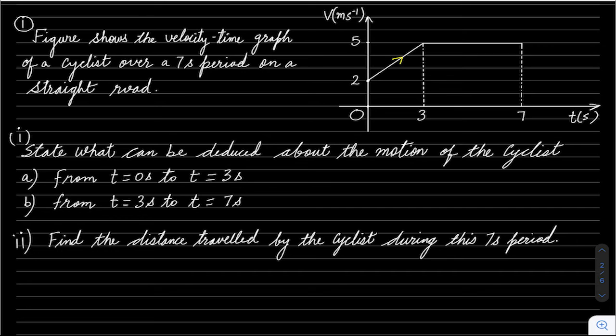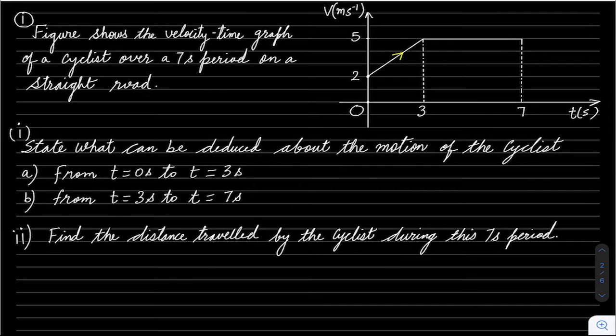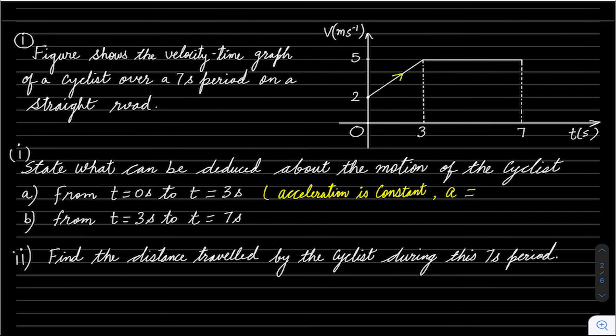Now state what can be concluded or deduced about the motion of the cyclist from t equal to 0 to 3. We can say that from t equal to 0 to 3, my acceleration is constant. That's the main thing, because it's a straight line. So I can say my acceleration is constant and I can find that acceleration also. In a velocity time graph, acceleration is nothing but the gradient of the graph.